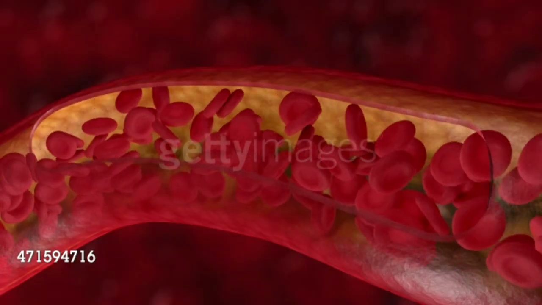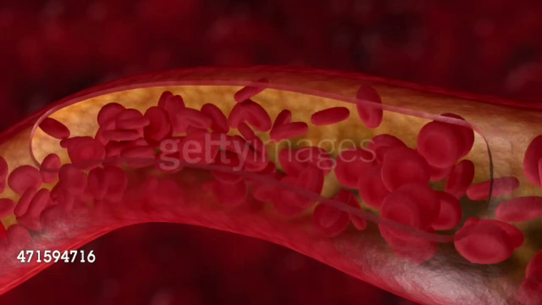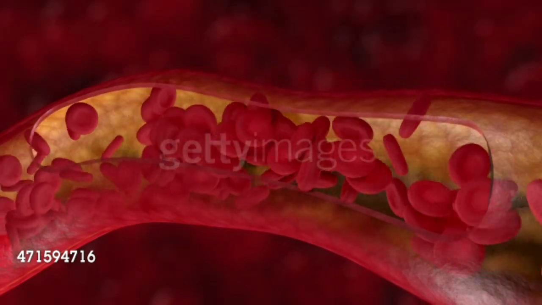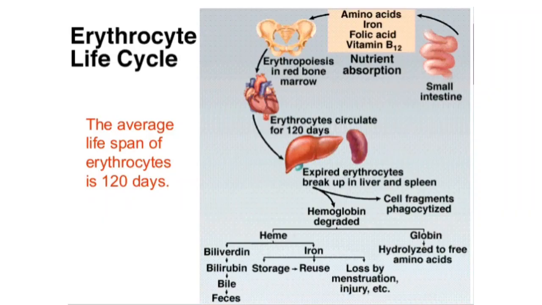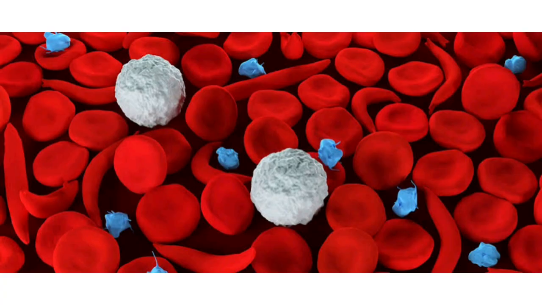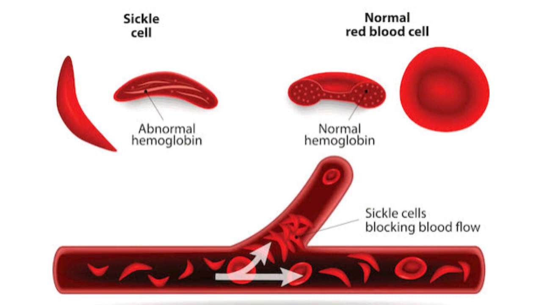These RBCs are small and flexible, so they can squeeze through the narrow capillaries. RBCs move due to the force from the heartbeat. The lifespan of RBC is about 100 to 120 days. After death of RBCs, they are digested in the spleen. Spleen is the graveyard of RBCs. Sometimes the RBCs get reduced to a half moon shape because of a genetic disorder called sickle cell anemia.